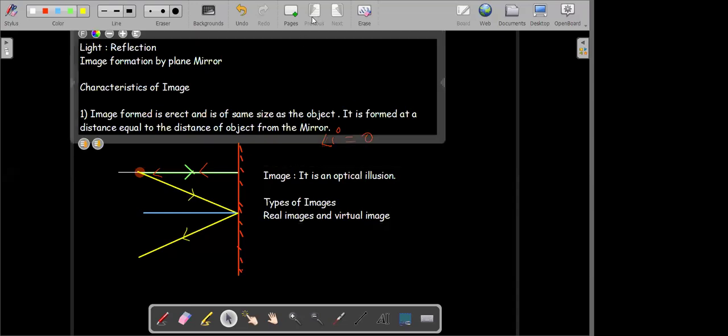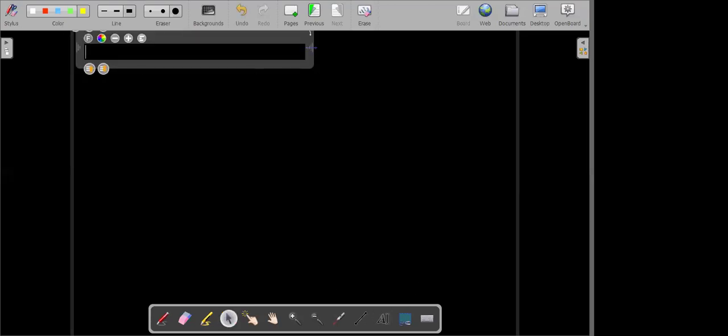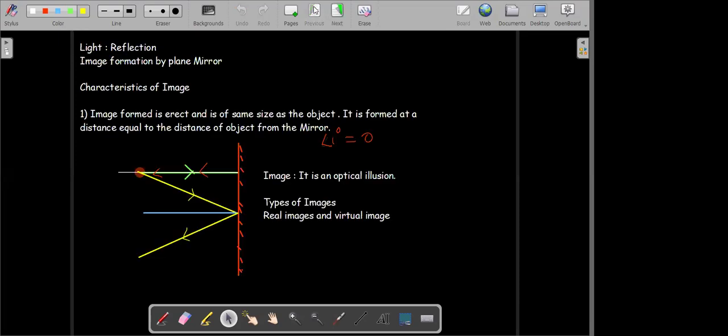So now I'm going to show you what a real image is. Real means original image and virtual means not the real one, not the true one. So what do you mean by a true image? The original image. Okay, so if you see yourself in the mirror, is it a real image or a virtual image? Virtual. You are looking at yourself in the mirror, so which type of image is it? Real or virtual?